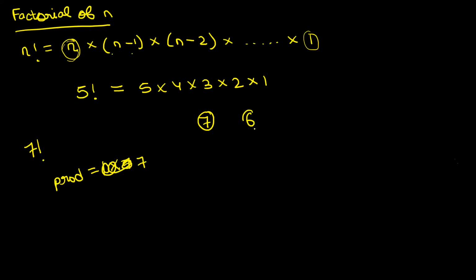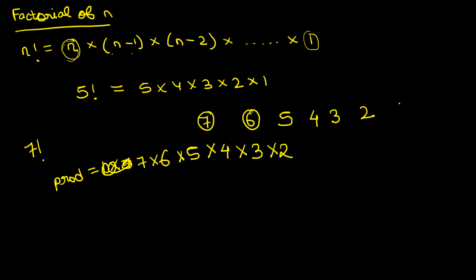Then I will go to 6 and multiply this 6 in my product, so my product becomes 7 into 6. Then I go to the number 5 and multiply 5 in my product, so now my product will be 7 into 6 into 5. Then I go to 4 and multiply 4, so my product will be 7 into 6 into 5 into 4. Then I go to 3 and multiply 3, so the product will be 7 into 6 into 5 into 4 into 3. Then I go to the number 2 and multiply this number 2 in my product, so my product will now look like this. Then I come to number 1 and multiply this 1 in my product.